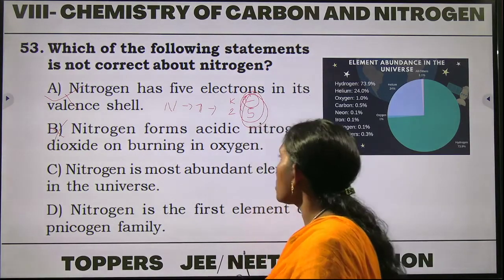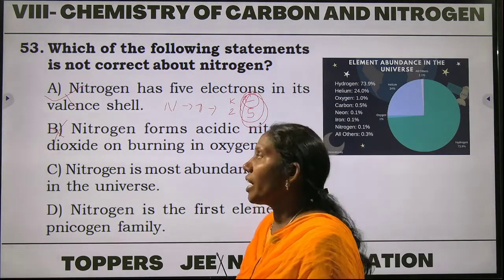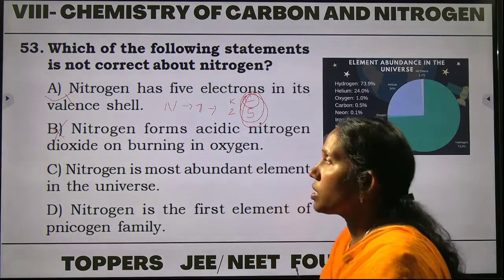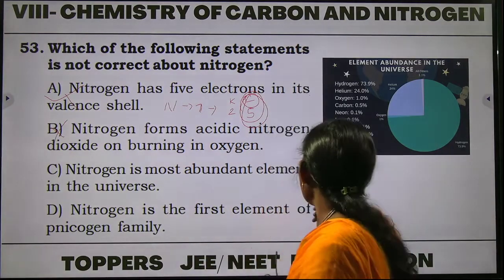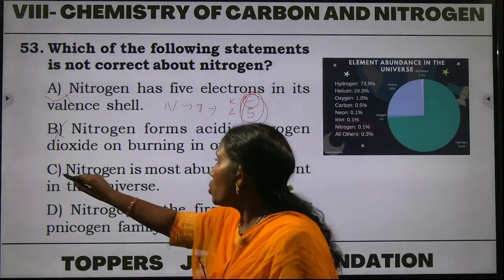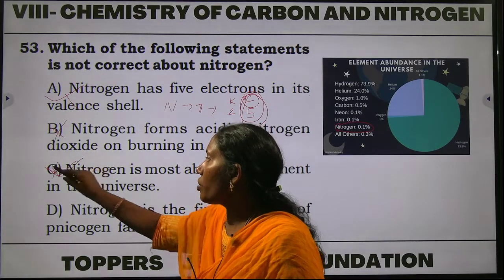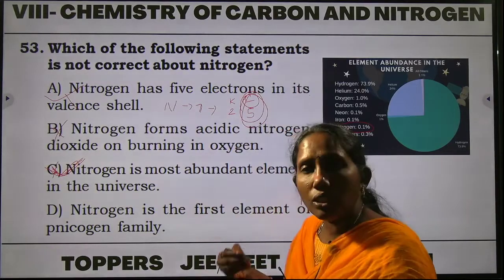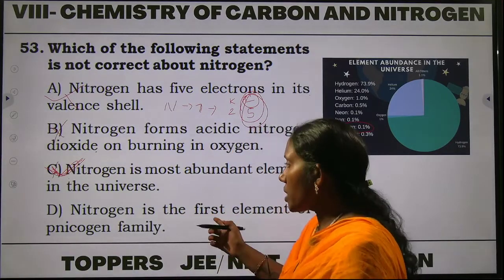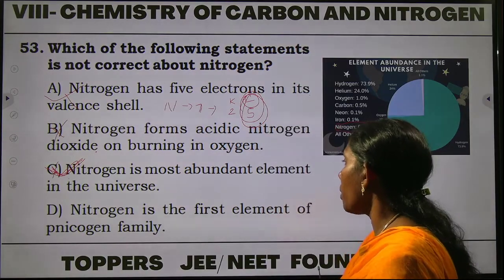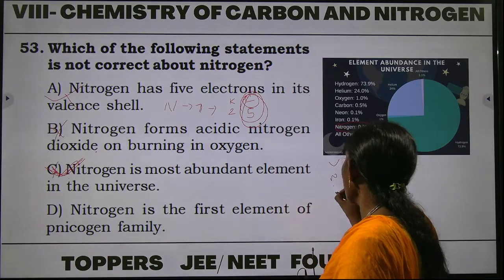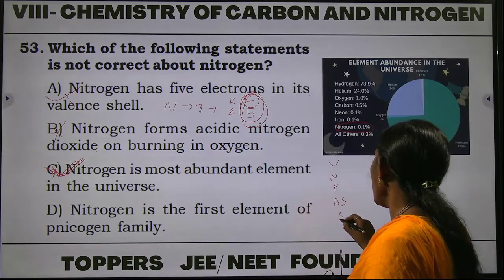See, nitrogen is the most abundant element in the universe? No, not nitrogen. The most abundant element in the universe is hydrogen, then helium. Just before, in the previous question, we discussed that nitrogen is actually in the last place, the 8th place. He said most abundant, so it is the wrong statement, which is correct for our question. He asked to find the not correct one. So the C option is not correct. That will be the answer for this question. Let's take the D option also. Nitrogen is the first element of the nitrogen family. Yes, nitrogen family means 5th group elements. The 5th group elements are nitrogen, phosphorus, arsenic, antimony and bismuth.